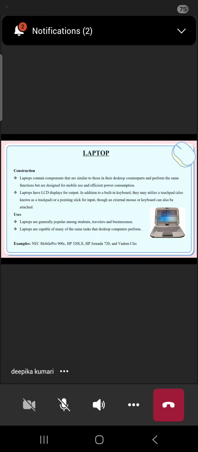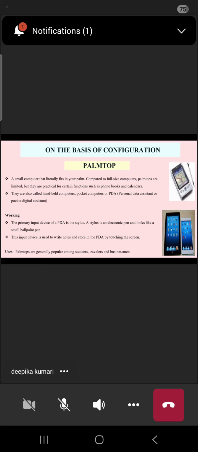Its construction is basically the same, with the same functions as the desktop PCs or personal PCs, but they are efficient in shape and are carryable. Main uses: they are generally popular among students, travelers, and businessmen, and they are capable of performing the same tasks as desktop computers, so they are very much preferred nowadays. Certain examples are like NEC Mobile Pro 900C, then HP computers, or Asus computers. These are laptops. These are all newer examples.